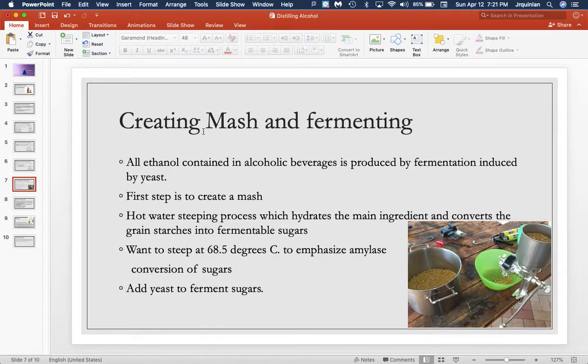To create a mash, you get all your ingredients together. You get your water, your grain, and you put it together and you steep it at 68.5 degrees. That's going to get the amylase at just the right temperature to get the most sugar out of there. And the more sugar you can get, the more ethanol you can break down later. Once you have that all done, that's when you add the yeast, which will actually go ahead and ferment the sugars.